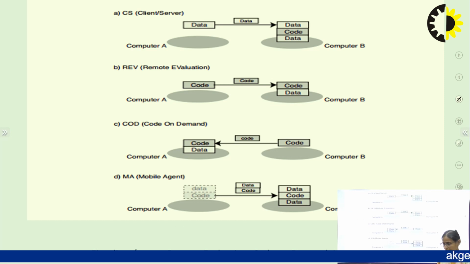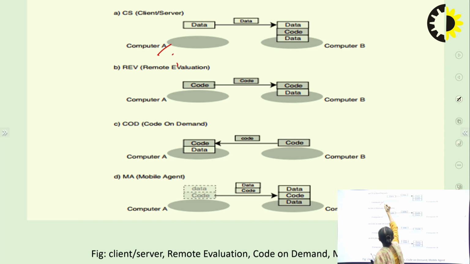So in this figure, the first one is the client server architecture. What this shows is that we have some data available with our system, computer A, which you can say is our host system, and we want some computation to be done on this data. So what we do is send a request to computer B that we want such and such particular execution done on the particular data.